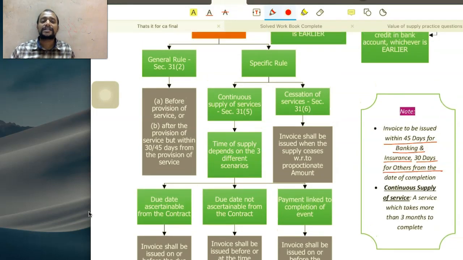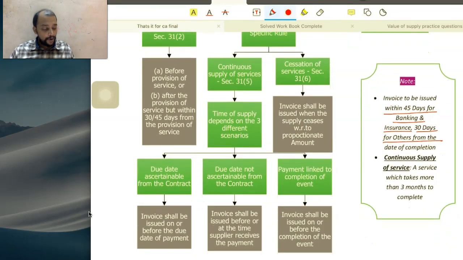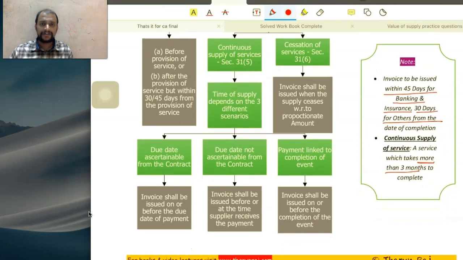Then if it is continuous supply of services, what is continuous supply of service? A service which takes more than 3 months to complete is known as a continuous supply of service. In case of continuous supply of services, we need to determine the due date of invoice in a different manner. First, we need to check if due date is ascertainable from the contract or not. If due date is ascertainable from the contract, for example, I entered into contract with you to do the construction and it takes 6 months to complete the construction. So is it a continuous supply of services? It is a continuous supply of service.